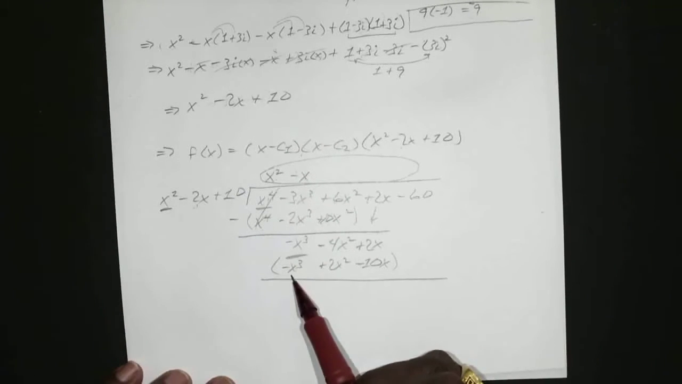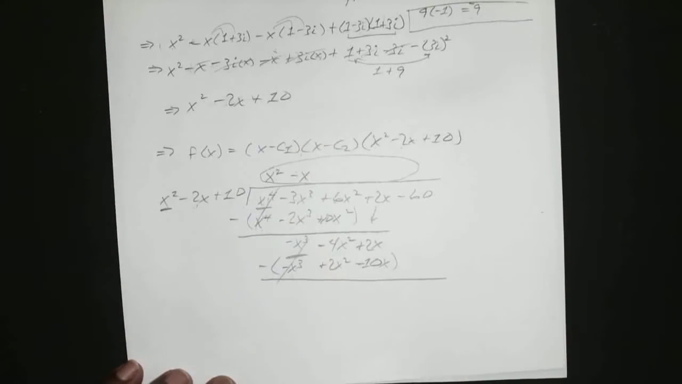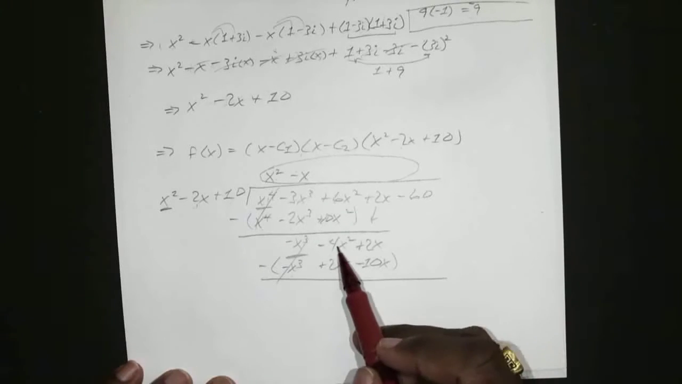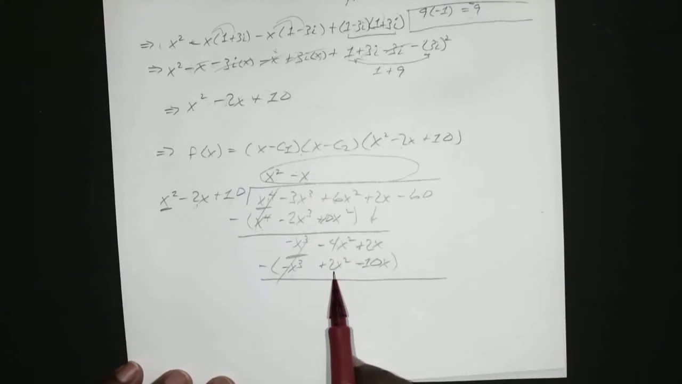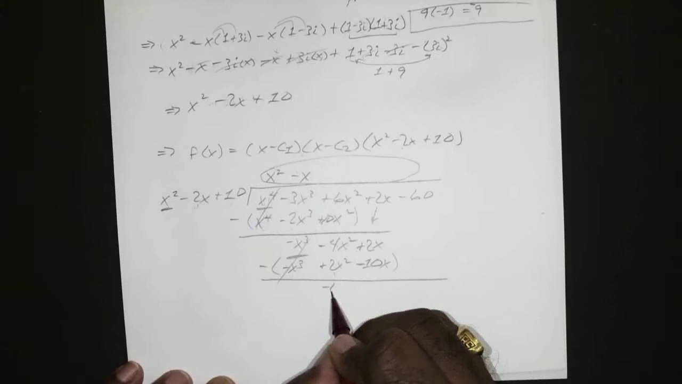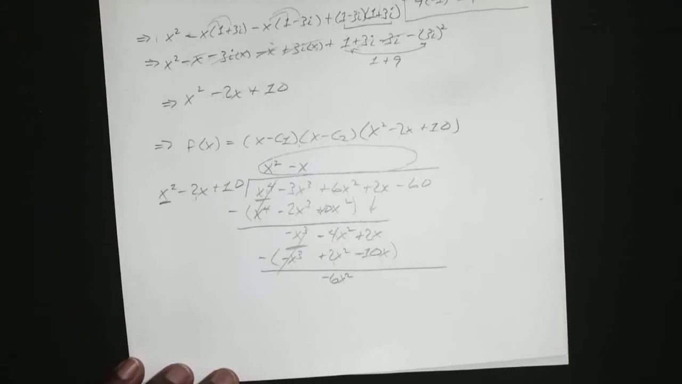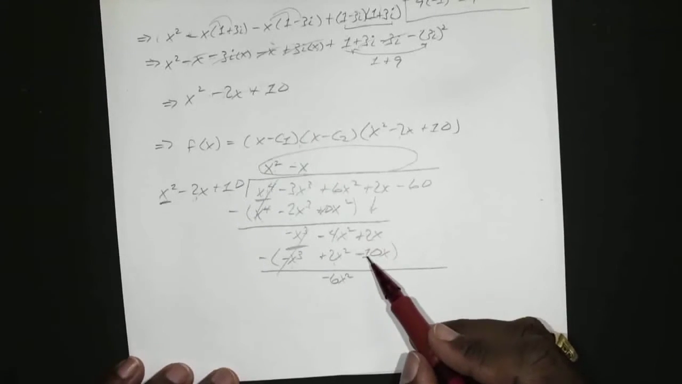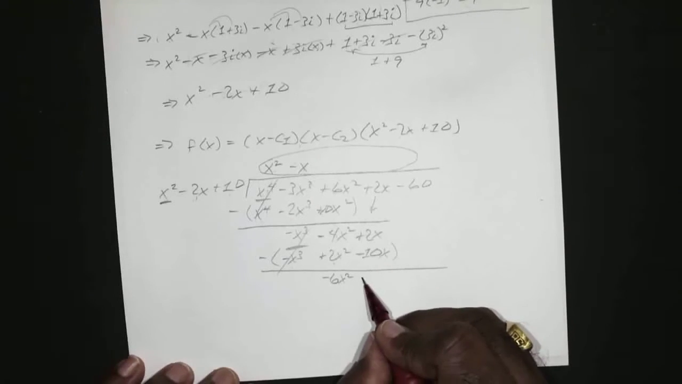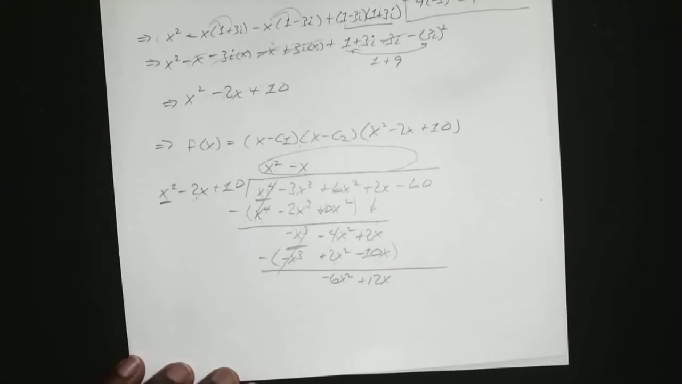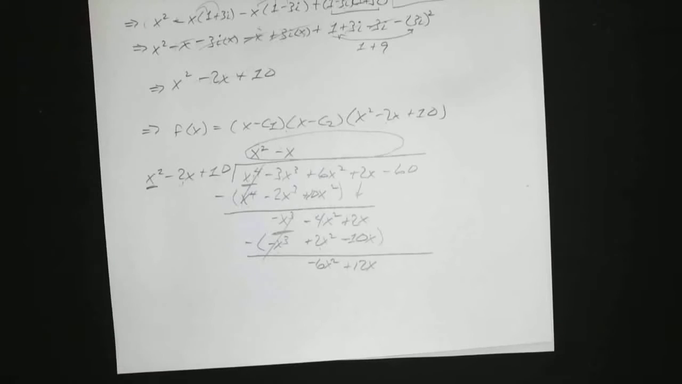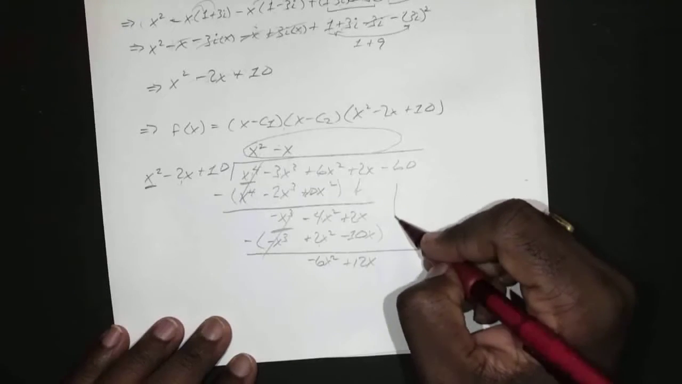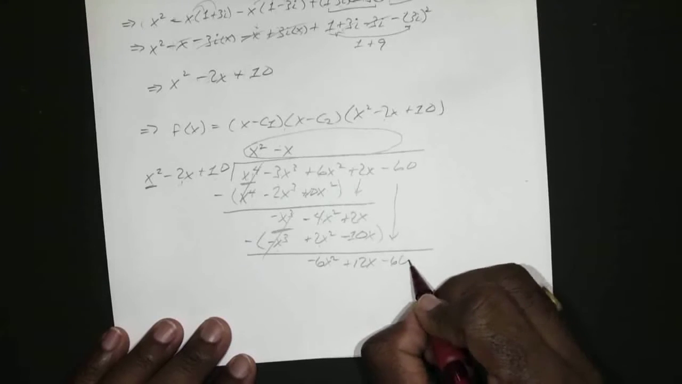x to the third plus x to the third is 0, so that disappears. Negative 4x squared minus 2x squared is negative 6x squared. And 2x plus 10x is positive 12x. So we multiply, we subtract, now we bring down.